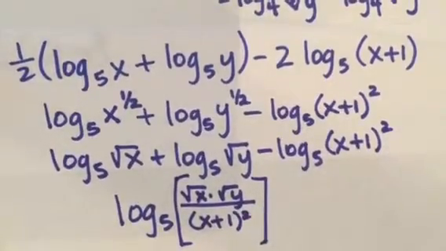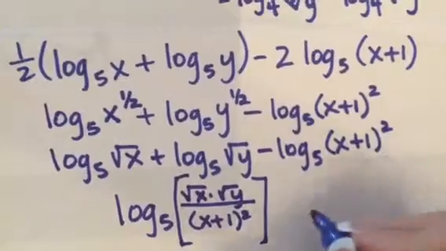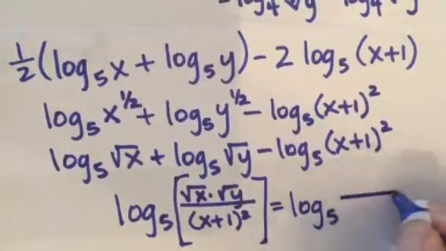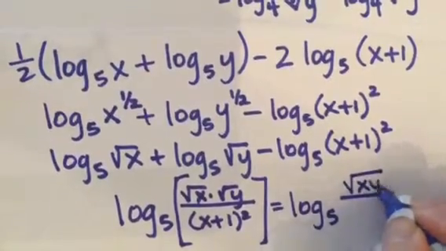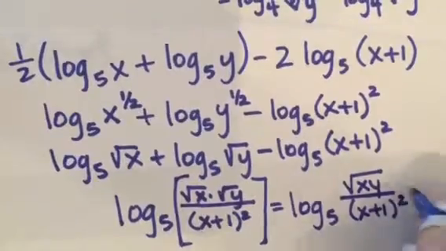And we can leave it like that, or we can combine these radicals together, and either way is correct. Log base 5 of the square root of x times y all over x plus 1 quantity squared.